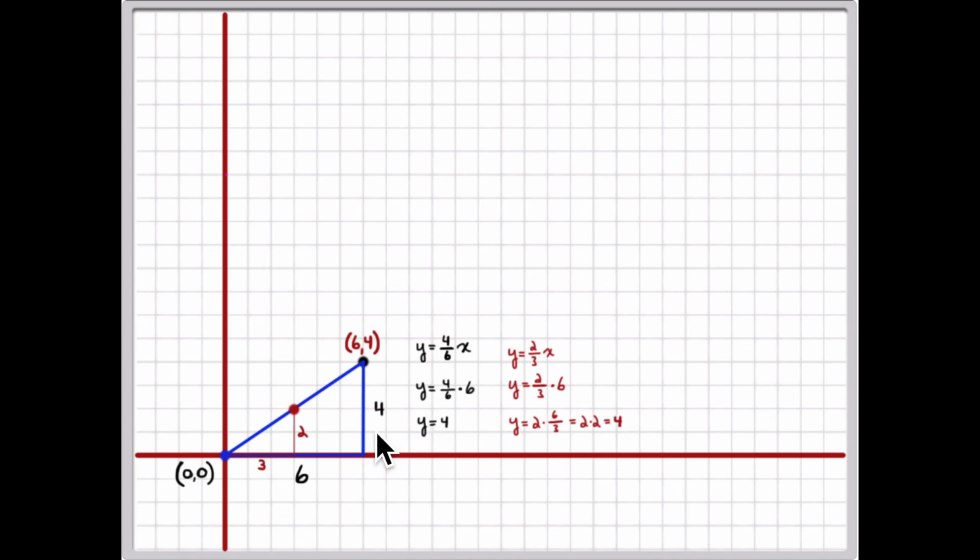And you can see that 2 units is 1/3. Another 2 units would be 2/3. And another 2 units would be 3/3, or 6 units. 1, 2, 3, 4, 5, 6. But this length is only 2/3 of that 6. Right here.